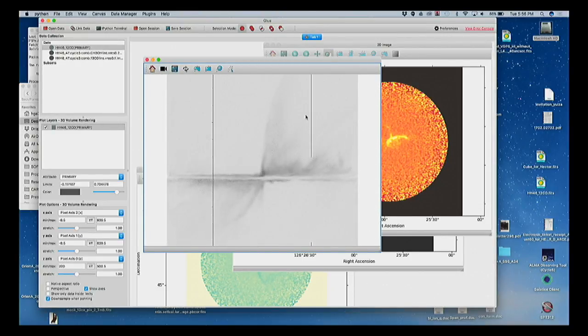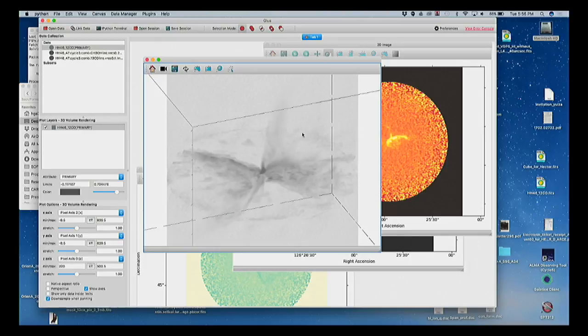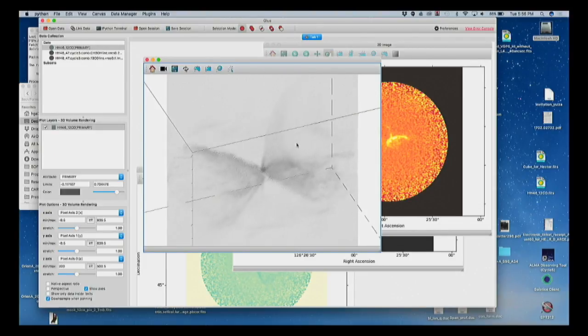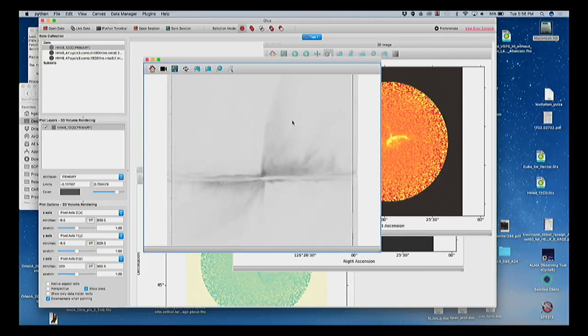So here's the classical PV diagram. But if you can move it around to look at it from different points of view, you can see here one of the shells, and maybe here one of the shells. I have to play around with the grayscale. So this is only one outflow that's showing.